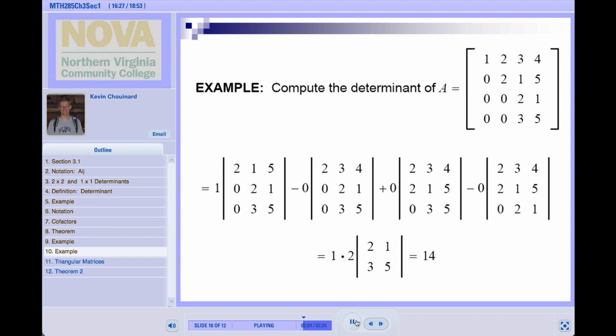And so when we do the cofactor expansion there, we're going to have 2 times the determinant of the resulting 2 by 2 submatrix, and then some 0 entries, 0 times a 2 by 2 determinant, and another 0 times a 2 by 2 determinant, which just, again, drop out. So now we're going to have 1 times 2 times this determinant, and when you calculate the determinant, it's 10 minus 3, which is 7. So the end result here is going to be 1 times 2 times 7, which is 14.